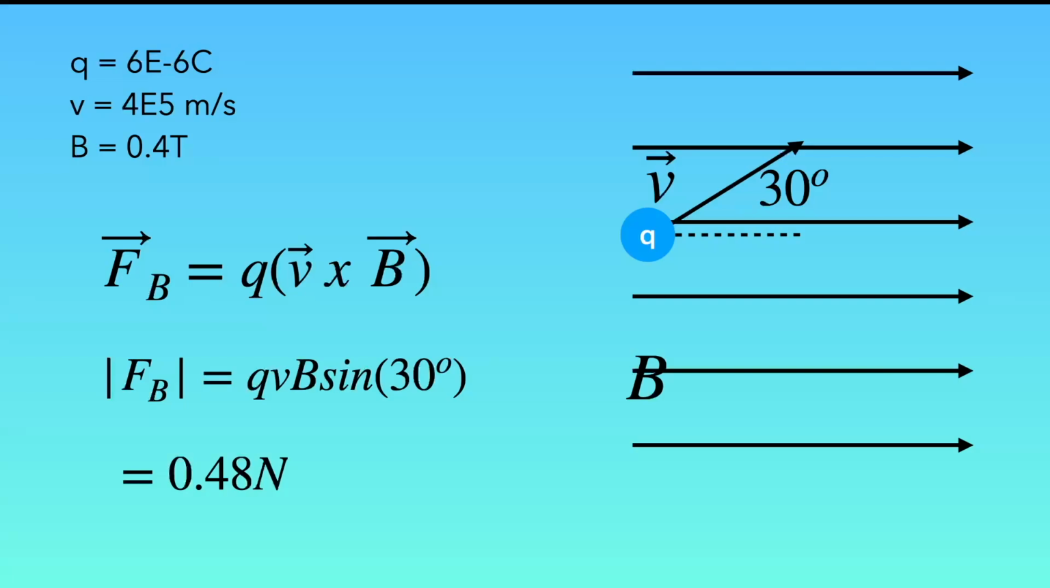The direction, if we take two different ways, if we take V and rotate it into the vector B with our right hand fingers, our thumb will be pointing into the screen, which is represented by an X. The other way is point index finger in the direction of V, second finger in the direction of B, and your thumb points. Again, either way you do it, it's going to be into the page.